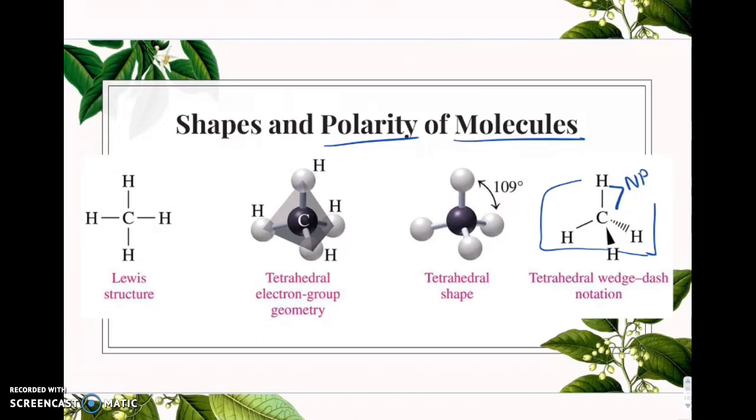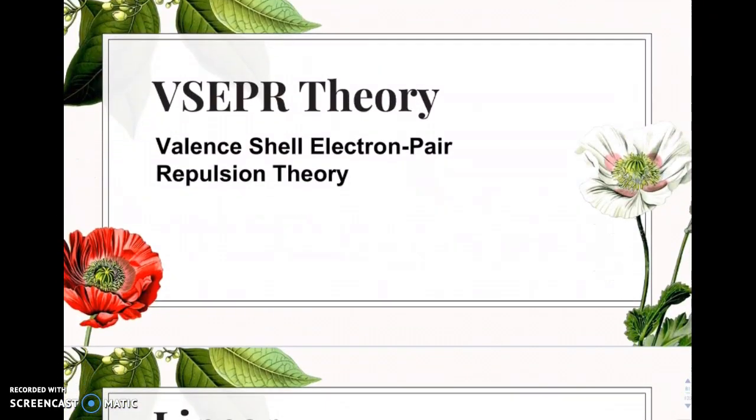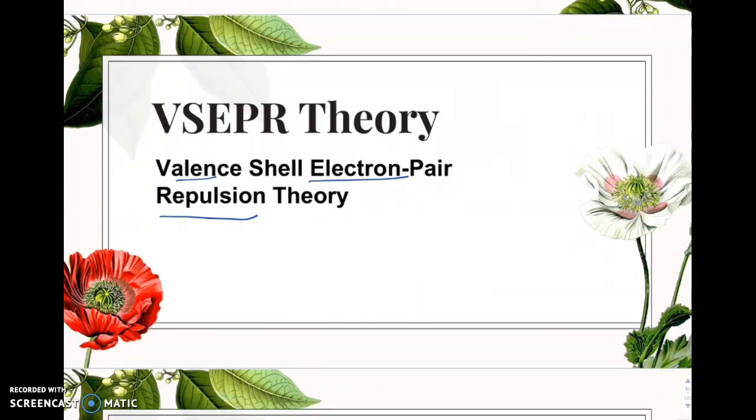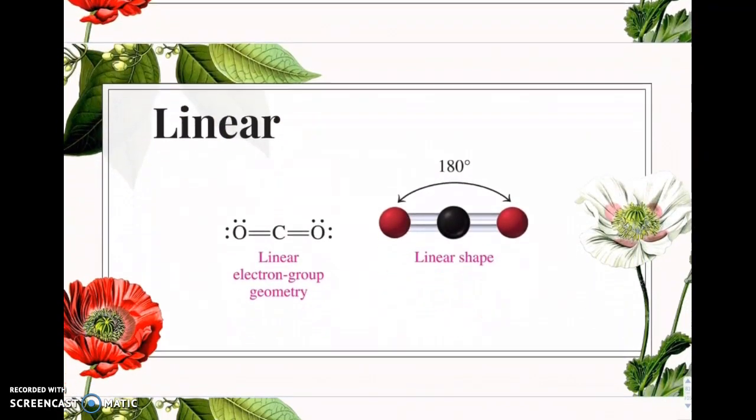So, we're going to look at different shapes. The shapes are a theory called VSEPR theory, valence shell electron pair repulsion. So all you really need to know about this is that electrons on the outside repel each other. So they try to be as far apart as possible, which makes sense. So let's look at some of these shapes.